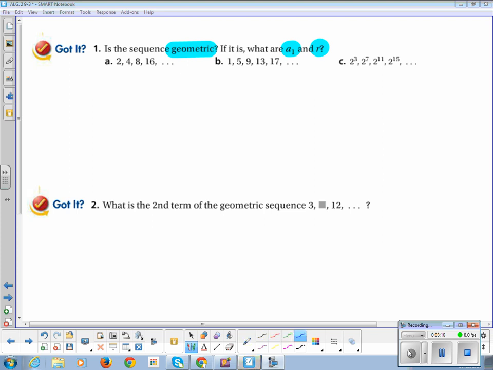So in the sequence 2, 4, 8, 16. Am I multiplying by the same amount each time? So we're going to work our way backwards. 16 divided by 8 is 2. 8 divided by 4 is 2. 4 divided by 2 is 2. So the sequence is geometric. And our common ratio is 2. And what is our first term?